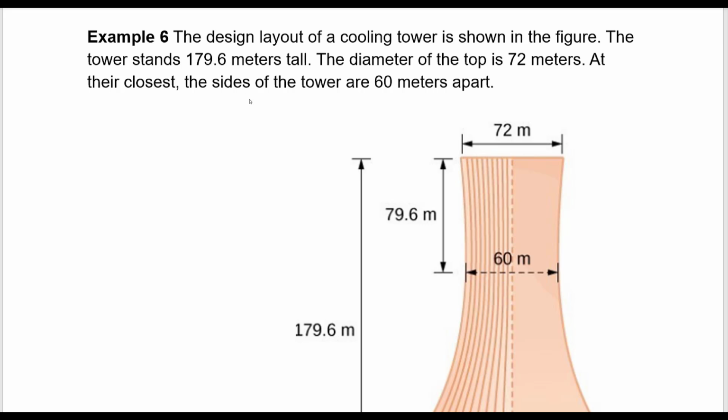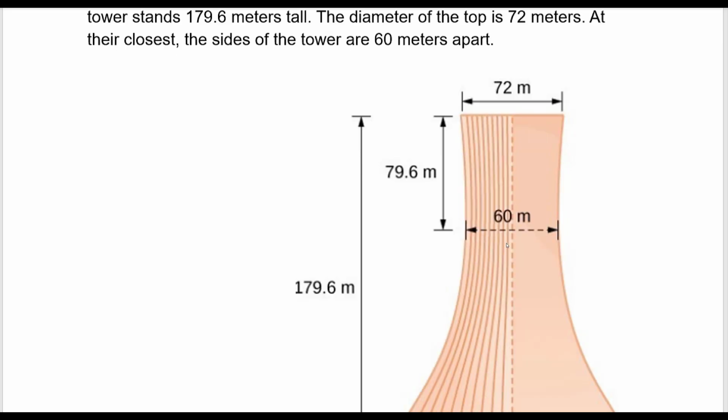The tower stands 179.6 meters tall. The diameter at the top is 72 meters. At their closest, the sides of the tower are 60 meters apart. So what we can do is make this an origin right here, and so that this becomes our transverse axis there. And we can come up with what our a is, so that this amount here is 2a. So 2a equals 60, so a must be 30. Okay, there's a little more to read down below.